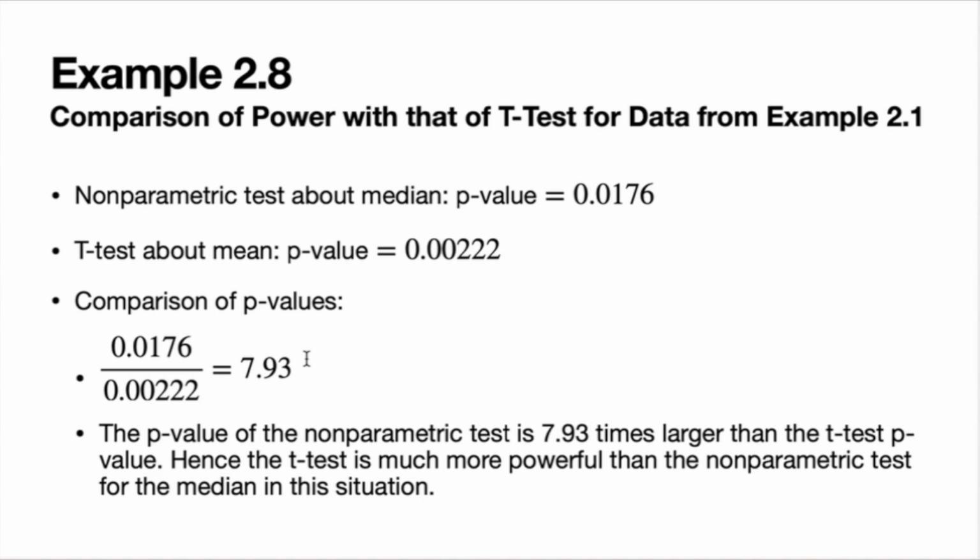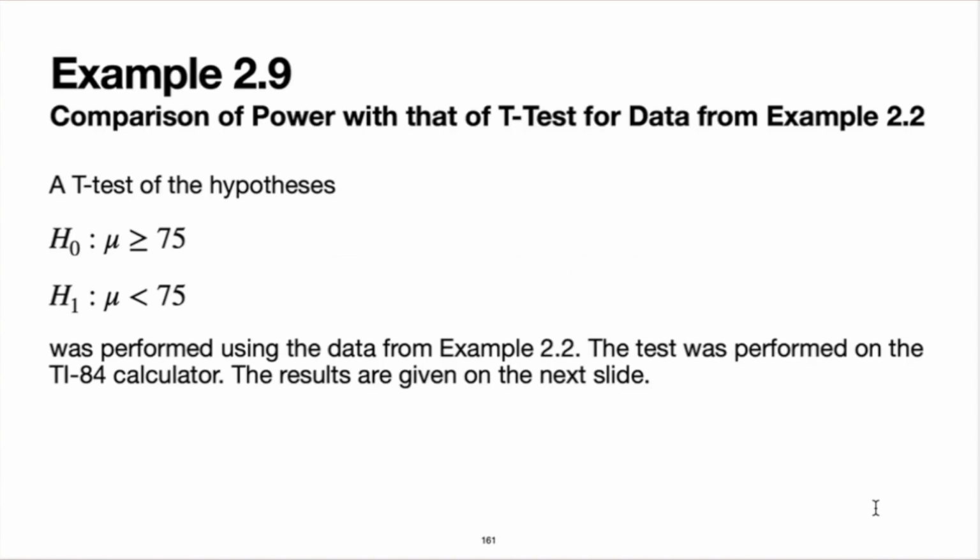In fact, if we were using a 0.01 level of significance, we see that we would not reject the null hypothesis if we were using the nonparametric test, but we would reject the null hypothesis if we had been using the t-test. All right, in example 9, we're going to do the same kind of thing, but using the data from example 2.2. In that example, we were looking to see whether there was sufficient evidence to conclude that the median of the population is less than 75.